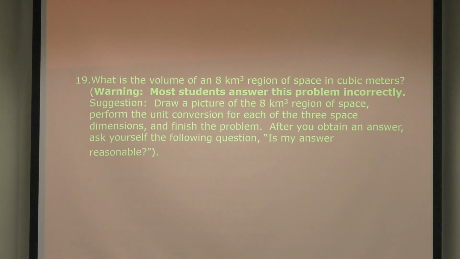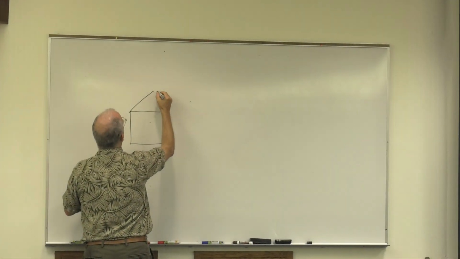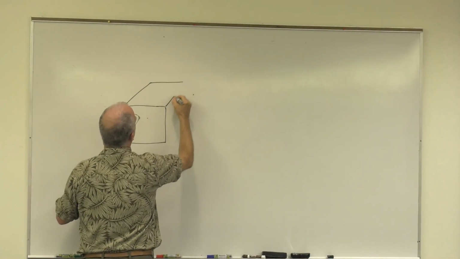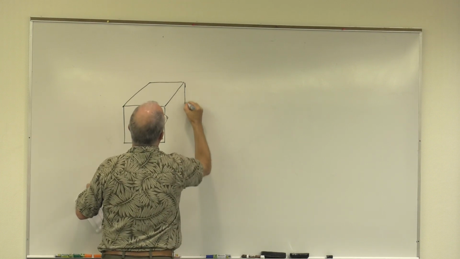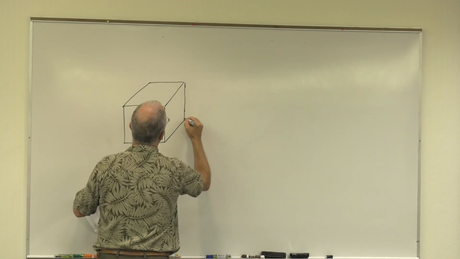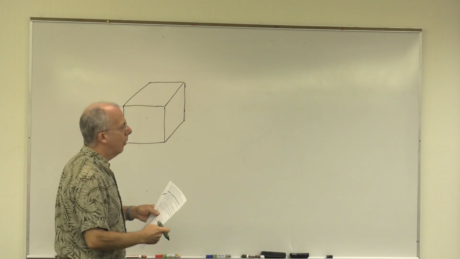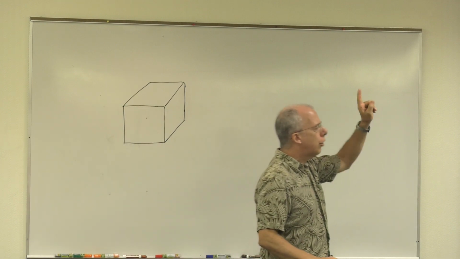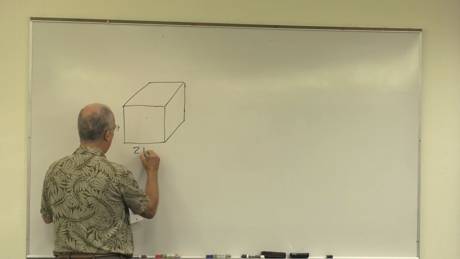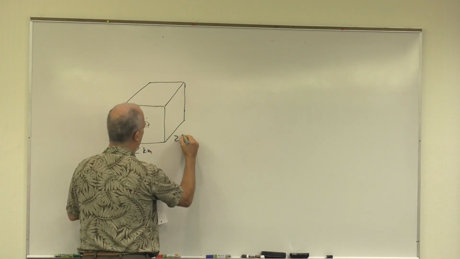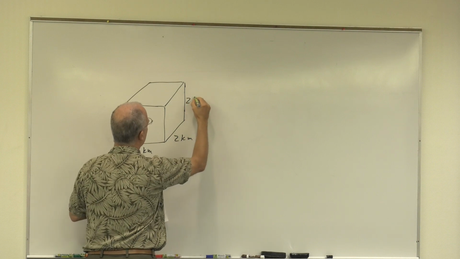So here's a cube. Or close to it, whatever. It's not bad. Okay, so pretend that's a cube. Now, the volume is 8 cubic kilometers. So if it's a cube, it's going to be 2 kilometers times 2 kilometers times 2 kilometers, right?